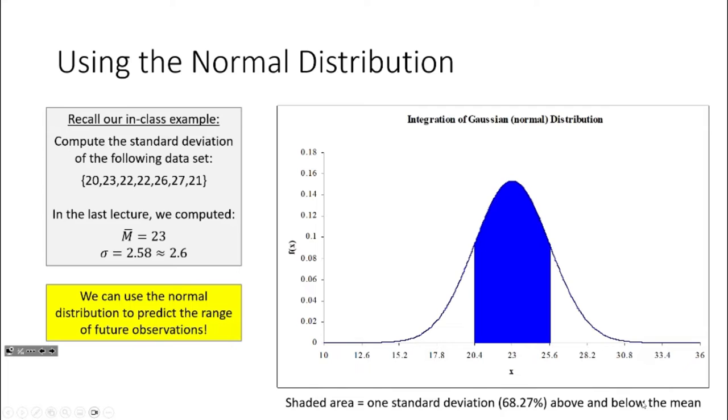So this is what the normal distribution or the bell curve looks like for that data set. You can see along the x-axis, it's centered at 23 because that was the mean of our data. And then how narrow or wide that distribution is plotted is a function of what the standard deviation is. In this case, the standard deviation is 2.6. Everybody with me so far on the plot?